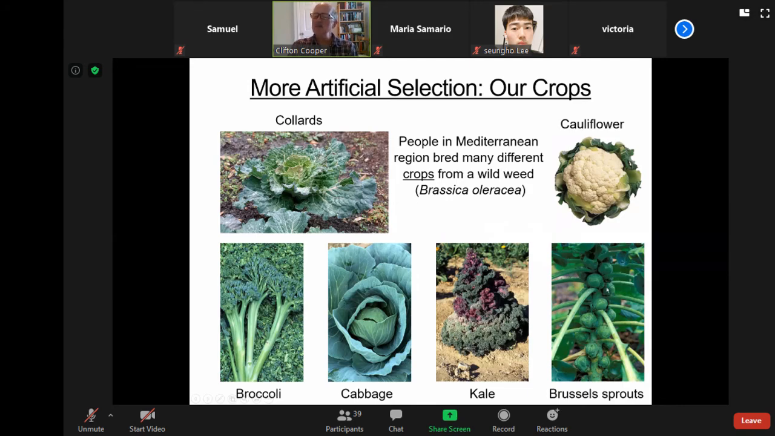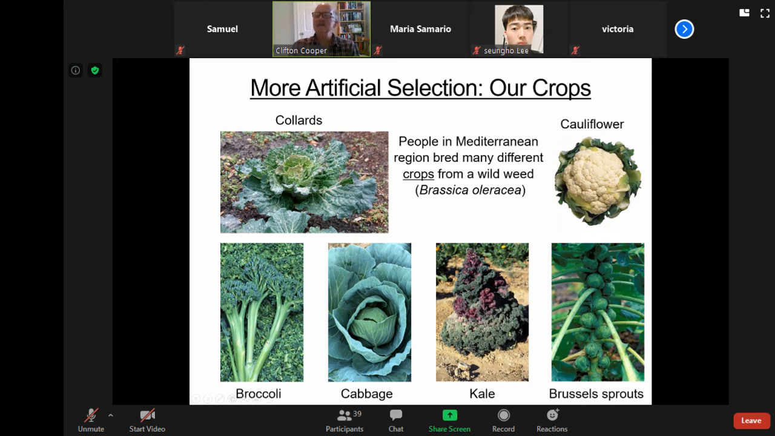In fact, Brussels sprouts are a new one. We only got those in the 1800s. That was a brand new mutation. So people doing selective breeding with crops have done a tremendous amount of development of them in a very short time, producing genetic changes by controlling breeding.